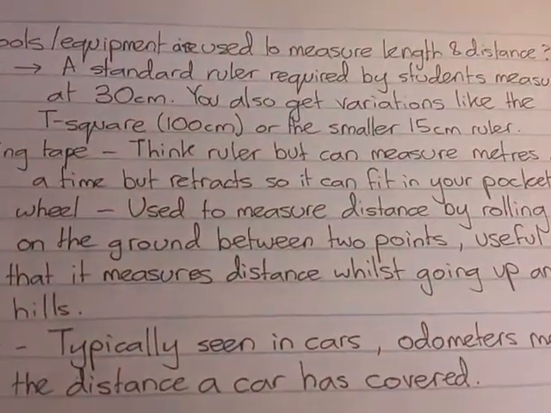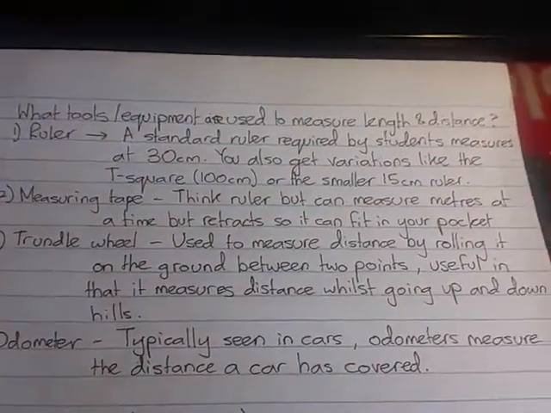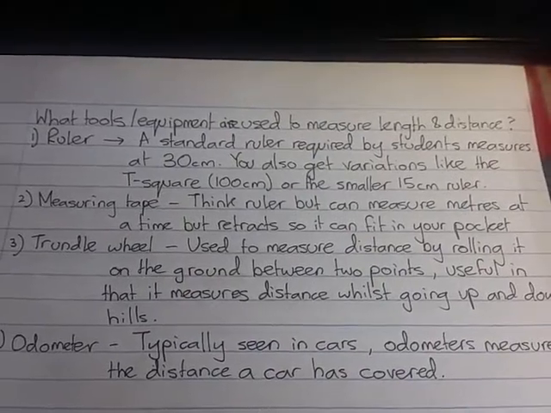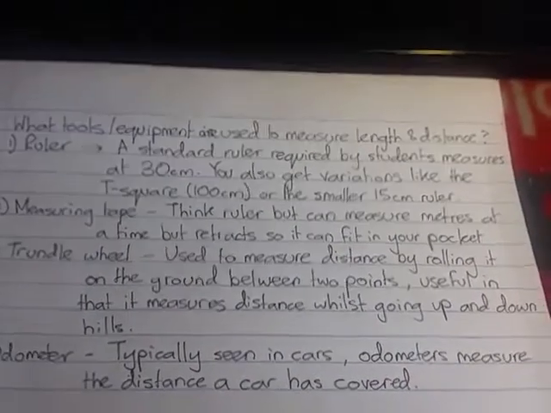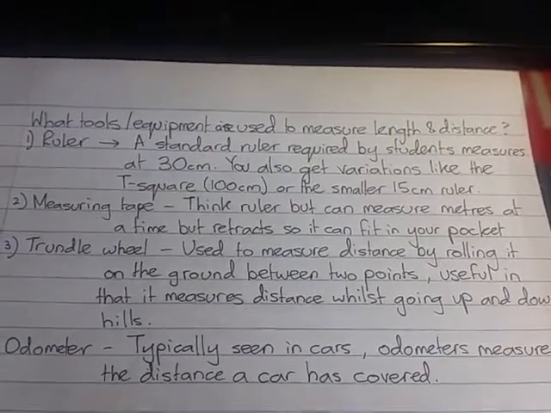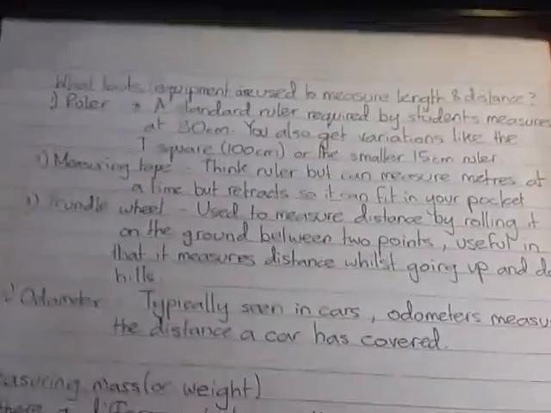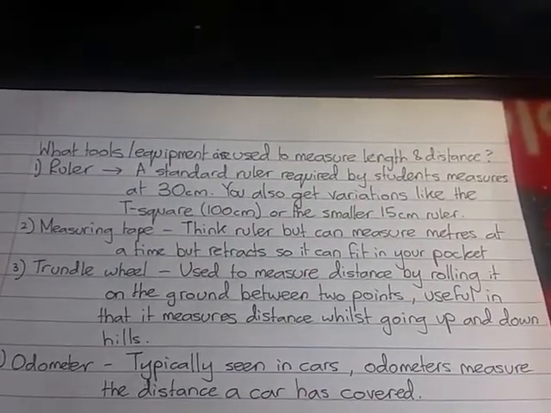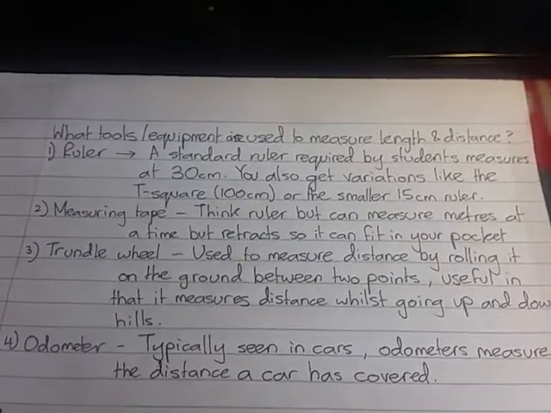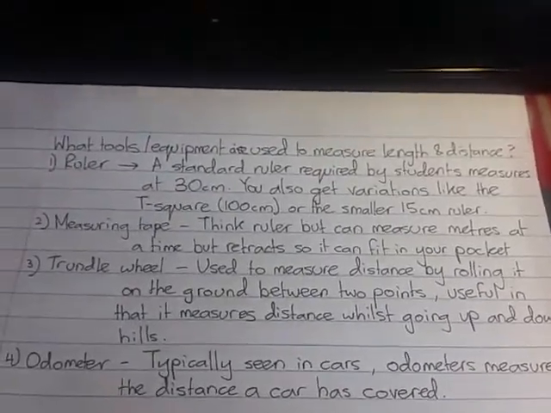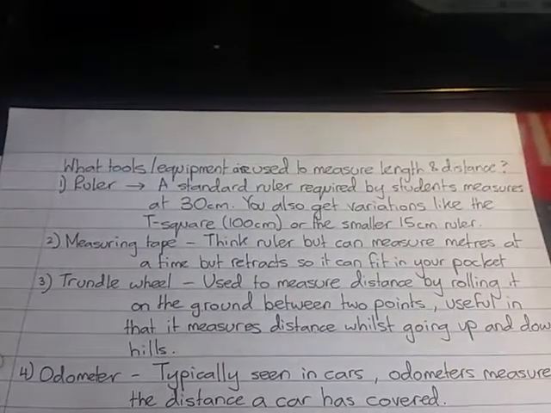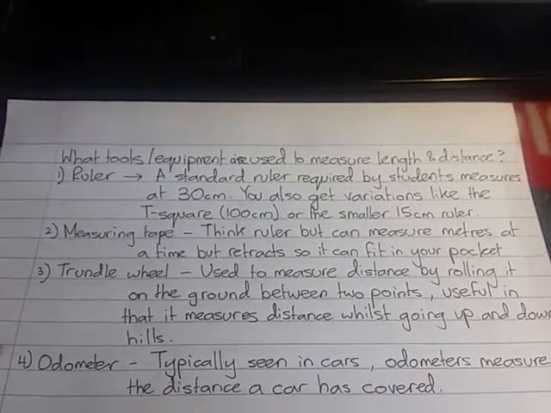The way the odometer measures how far the car has traveled is similar to the trundle wheel. It measures how far the wheels have actually turned, and as a result, the different shafts in the car. A mechanic, or someone who knows a bit more about cars, could tell you more. But anyway, that's measuring units and the tools associated with length and distance.